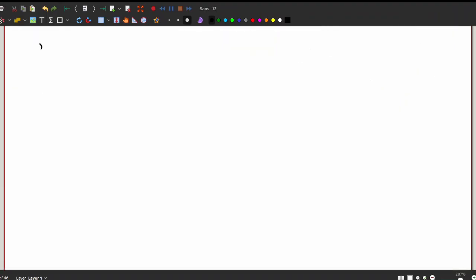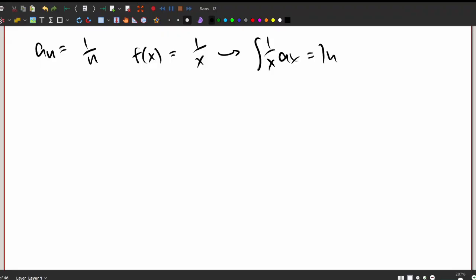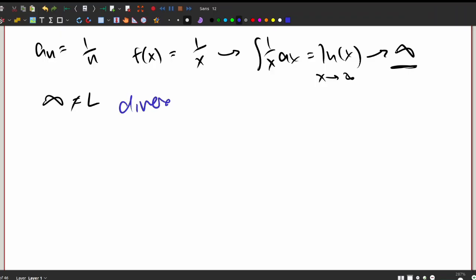Let's look at another series where a of n is equal to 1 over n, not squared. Now, obviously, our function f of x becomes 1 over x, and the integral of this is ln x. Now, as x approaches infinity, this function approaches infinity as well, although slower. So because this integral does not approach a real value L, because infinity is not an actual value, this series diverges by the integral test.